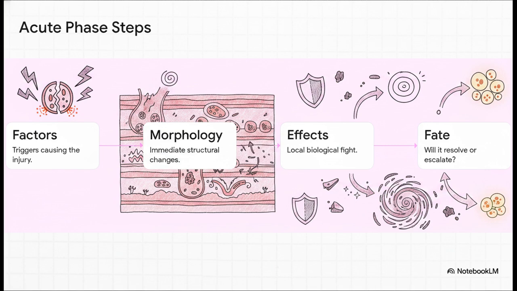First, you have the inciting factors, so the actual triggers or agents causing the injury. Second is morphology. This describes the immediate physical and structural changes actually happening in your tissues. Third are the biological effects that kick in to fight the damage locally. And finally, the fate of the tissue. Basically, will the inflammation resolve? Will it escalate? This 4-step process is literally the fundamental blueprint of biological survival when you're faced with sudden trauma.